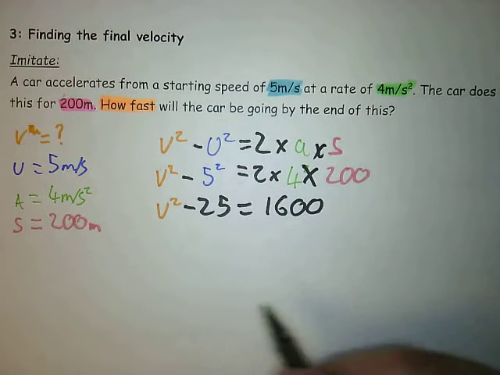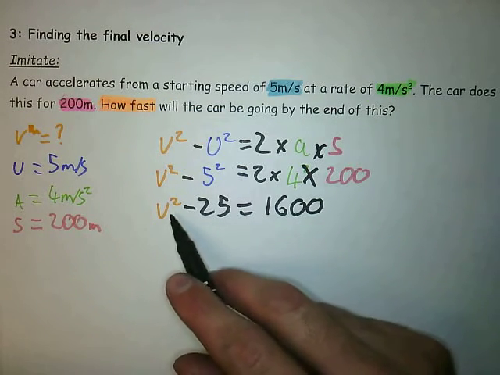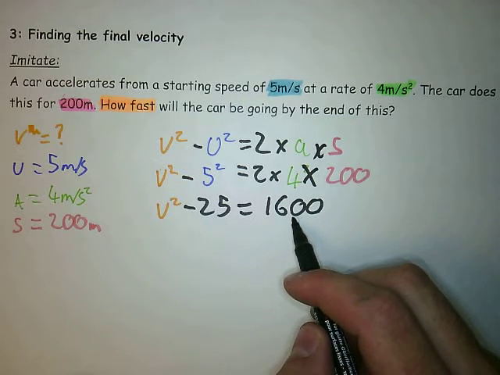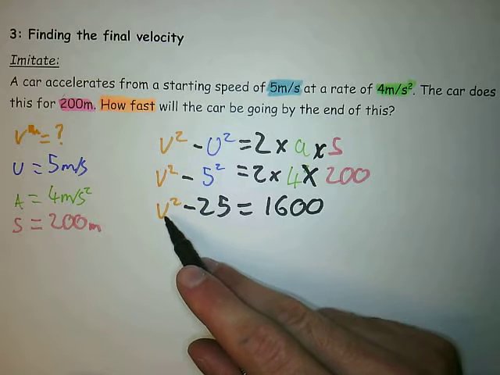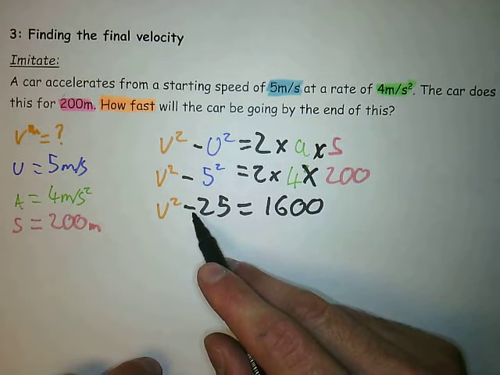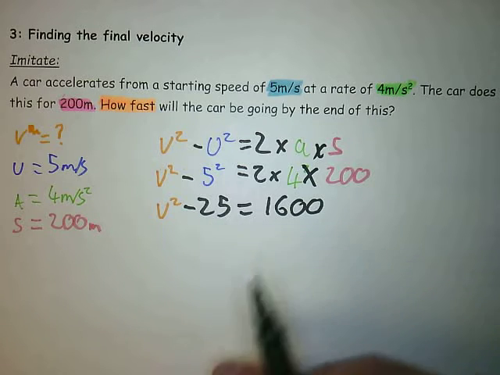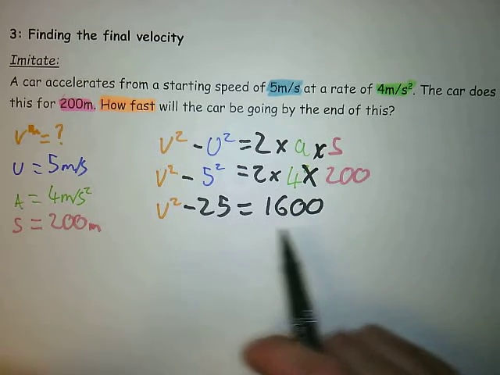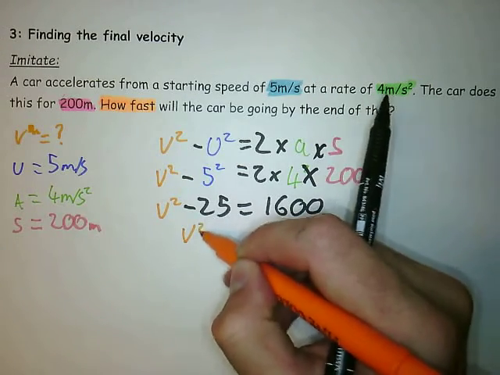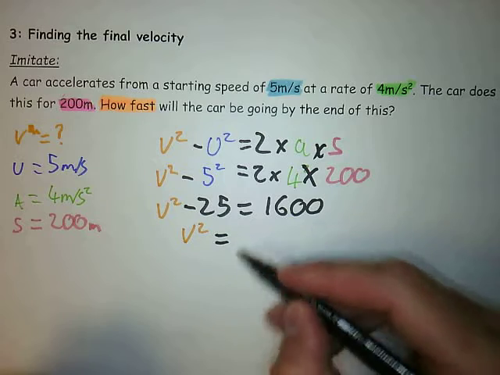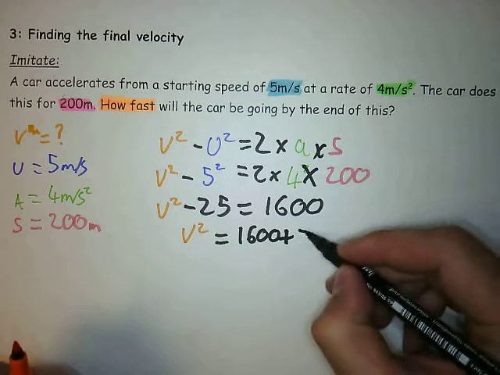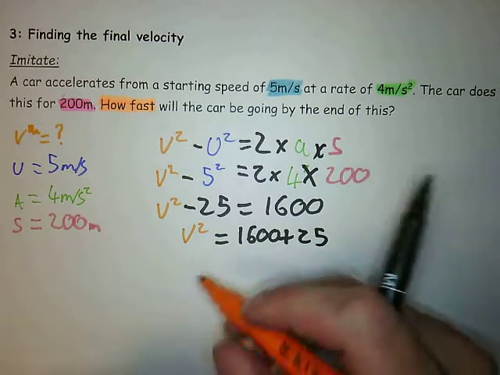Now, this is the kind of tricky bit. It's v squared minus 25 equals 1,600. So we need to work out what v squared would be if we weren't taking the 25 away from it. So what we need to do for that is move the 25 over to this side. Because it's minus on this side, it's going to be plus on the other side. So v squared equals 1,600 plus 25, and that's quite easy to do.